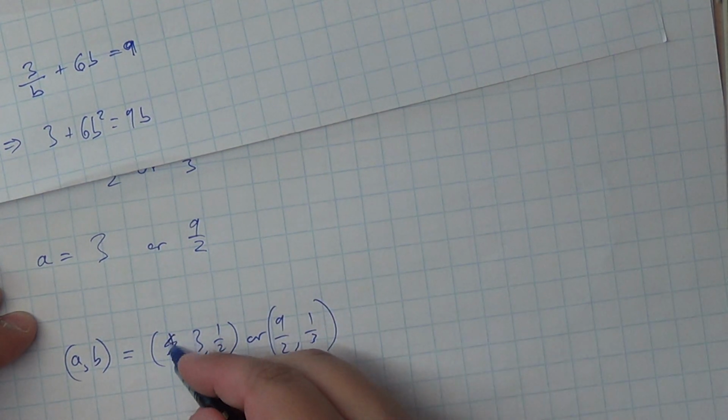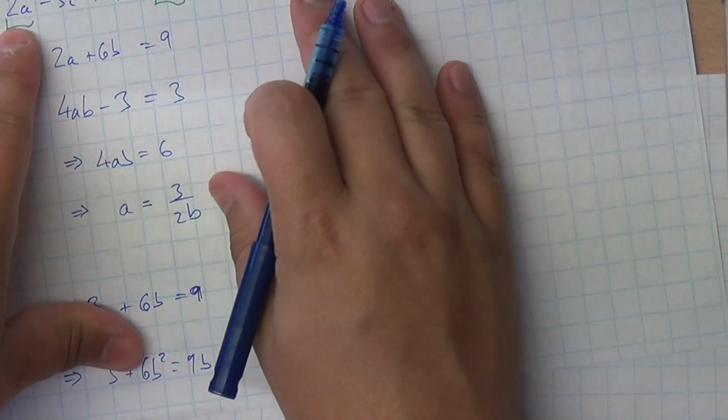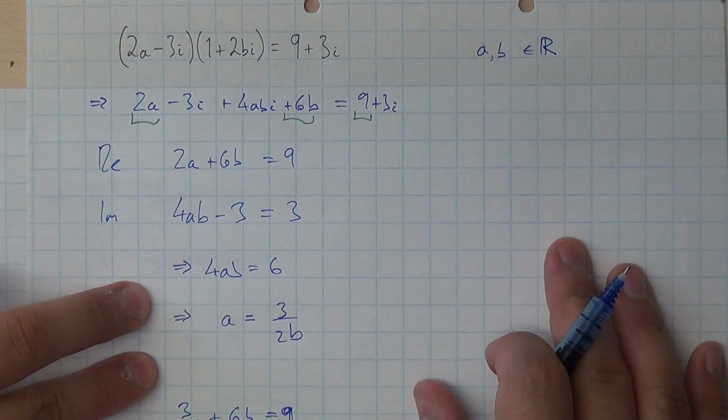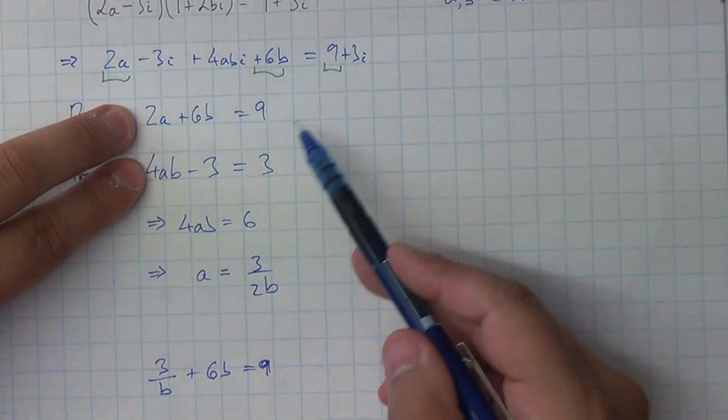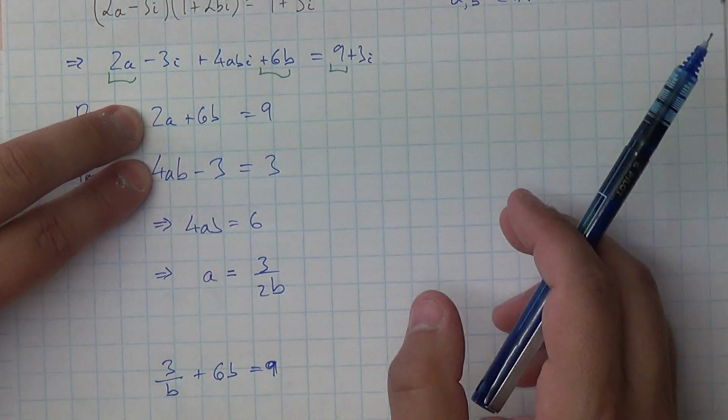Sometimes you won't have two solutions, sometimes you only have one. But that general principle of expand things out, collect terms, and then take the real part and the imaginary part separately. The equation you get here may be more or less complicated, but your algebra can do that, I'm sure. I've got faith in you.